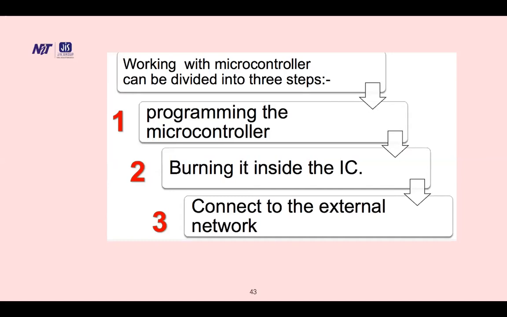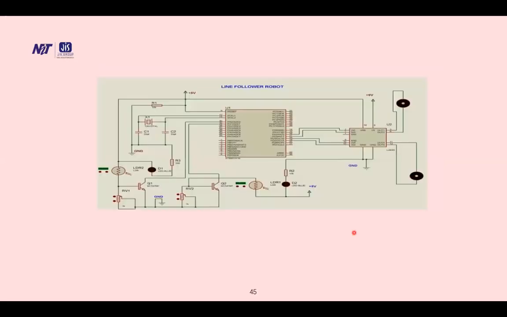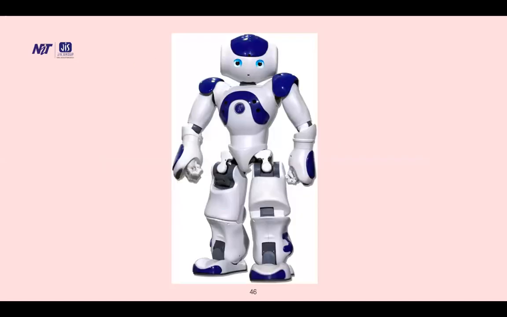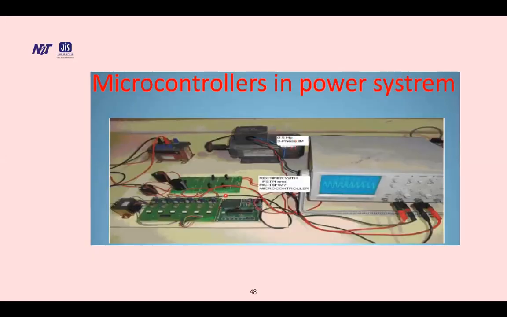How the microcontroller works can be divided into three steps: programming the microcontroller, burning it in the IC, then connecting to the external network. Microcontroller programming is very similar to programming in the C language. So these are some of the applications. Line follower robot, which we have already shown in the earlier class. This is one application where a microcontroller can be used, as well as in medical appliances and in power systems.